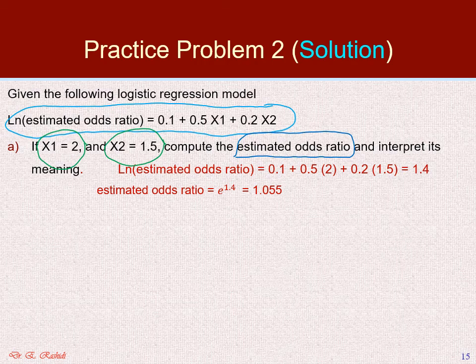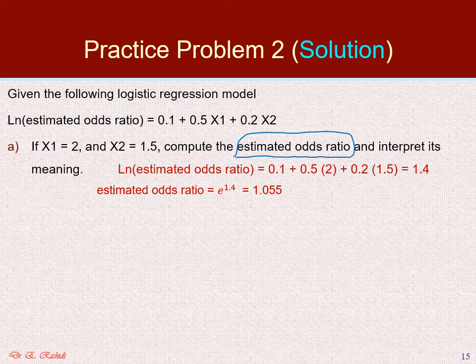The only thing you need to do is plug these numbers into the equation: x1 equal to 2 and x2 equal to 1.5. If you do that, you get the natural logarithm of the estimated odds ratio as 1.4. This means the estimated odds ratio is e power 1.4, which is 1.055. How do we interpret this? It means the estimated odds of the event of interest happening are 1.055 to 1.